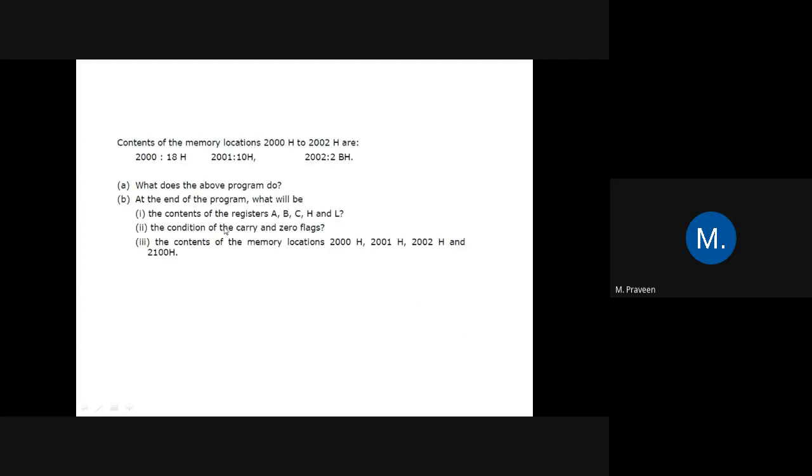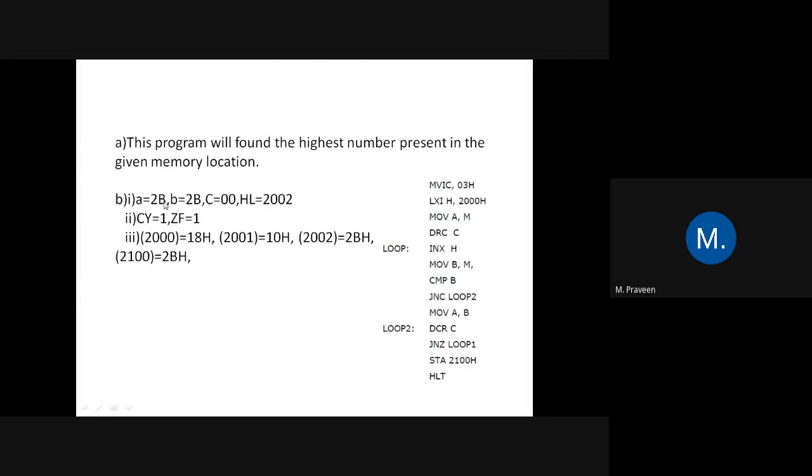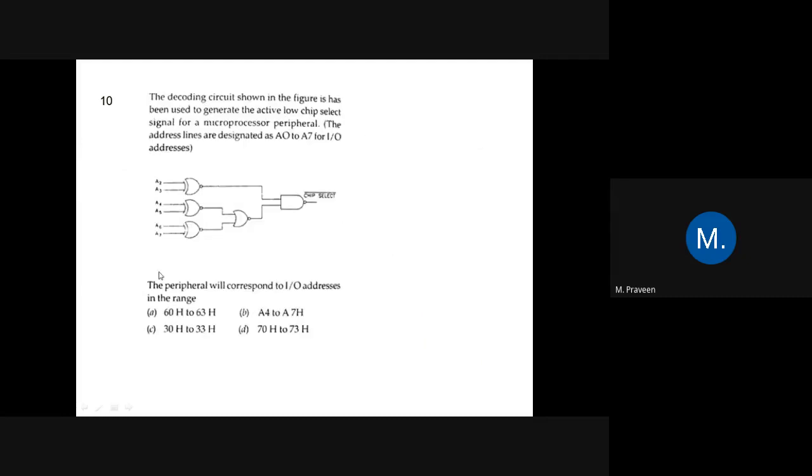So next one is the condition of the carry and zero flags. Here the carry is going to be 1, because while comparing 18 with 2B, we'll have the carry. Therefore, it will become 1. While decrementing C every time, you will get the C value as 0. Therefore, the zero flag is also going to be 1 here. Okay, so this is the third answer.